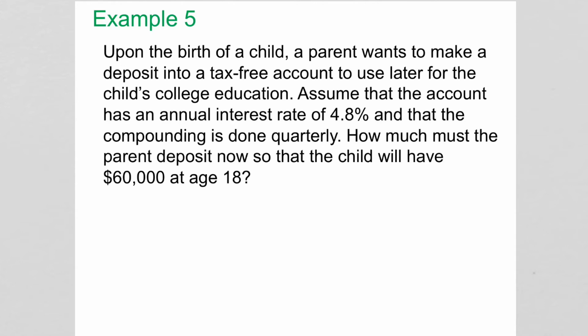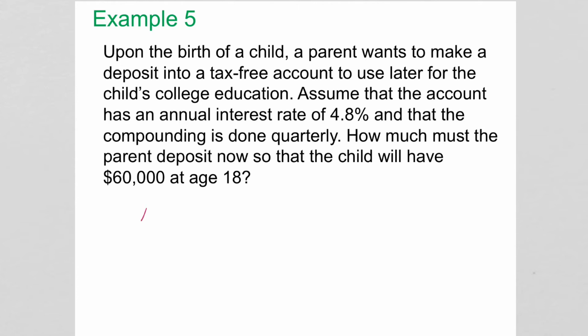Example 5 says, upon the birth of a child, a parent wants to make a deposit into a tax-free account to use later for the child's college education. Assume that the account has an annual interest rate of 4.8% and the compounding is done quarterly. How much must the parent deposit now so that the child will have $60,000 at age 18?